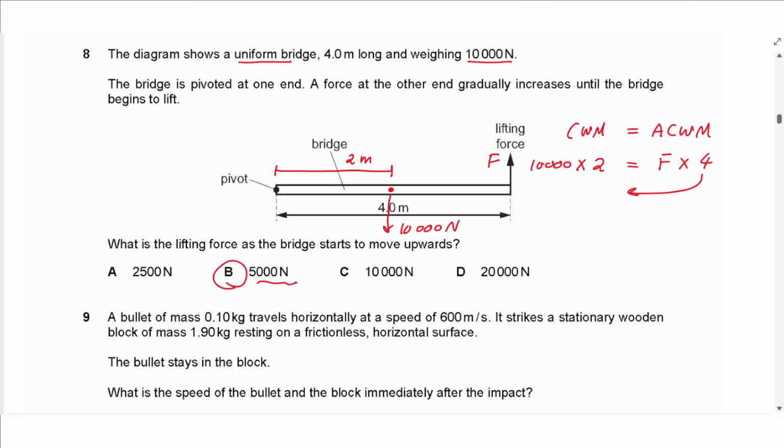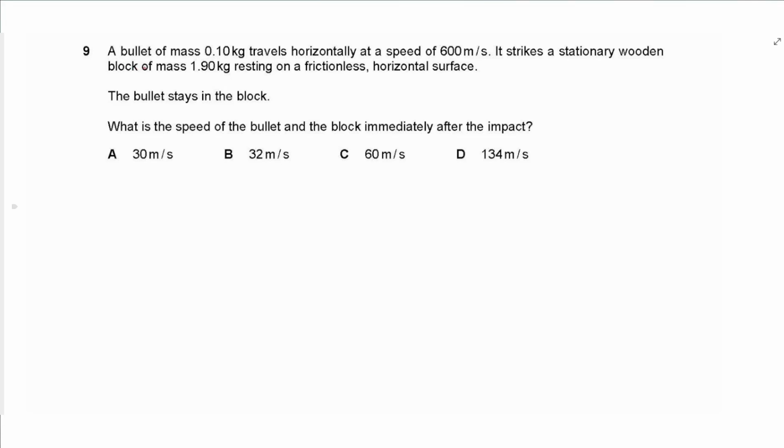So we choose B. Question 9 says a bullet of mass 0.10 kilograms travels horizontally at a speed of 600 meters per second. It strikes a stationary wooden block of mass 1.90 kilograms resting on a frictionless surface. The bullet stays in the block. What is the speed of the bullet and the block immediately after the impact?